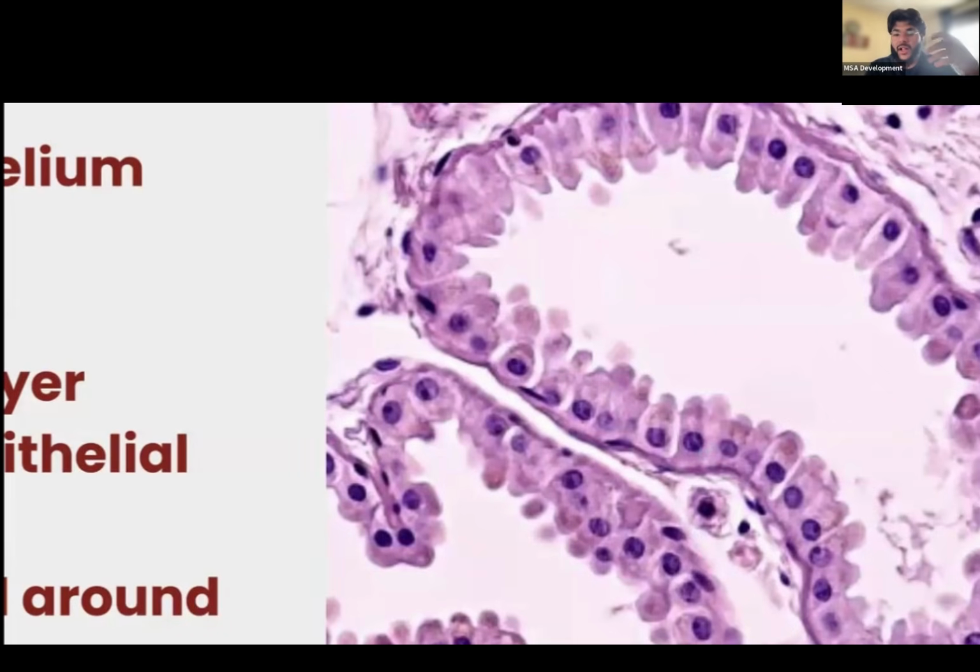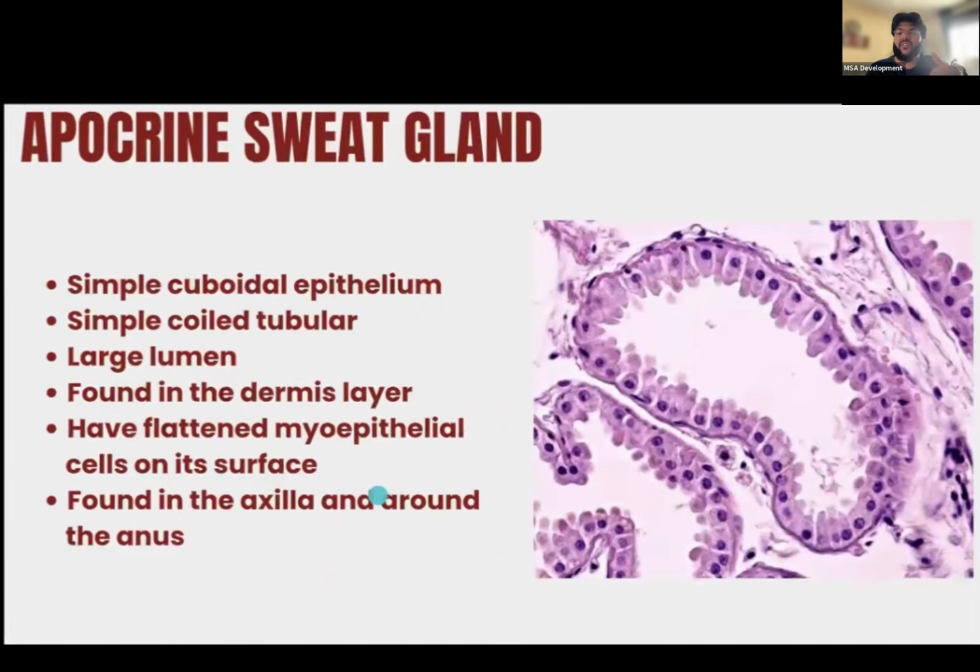The tubular nature of this gland is again simple coiled tubular, and this sweat gland is found in our dermis, and it also consists of flattened myoepithelial cells, which are again responsible for contraction and for the excretion of sweat and the contents of the sweat gland. And this sweat gland is found in the axilla and around the anus, so around the perianal region. Okay, and that's all for the histology part of the crash course.